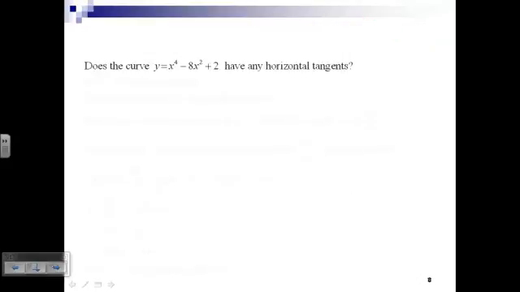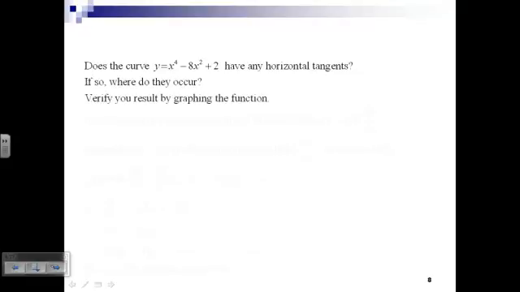Here's another application of derivatives. Hey, I wonder where this function has, if any, horizontal tangents. Wouldn't the derivative be 0 at a horizontal tangent? The derivative would be 0. The slope will be 0 at horizontal tangents. So what are we going to do? We're going to find out when this derivative function is equal to 0.